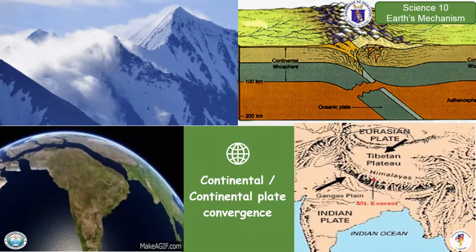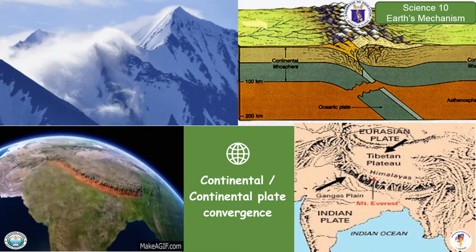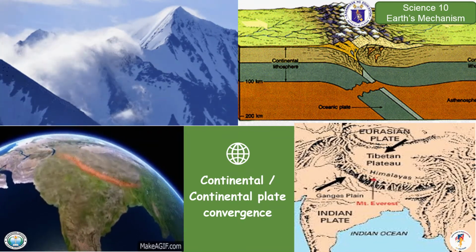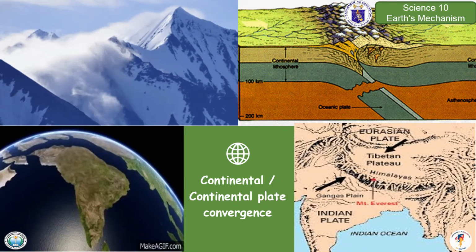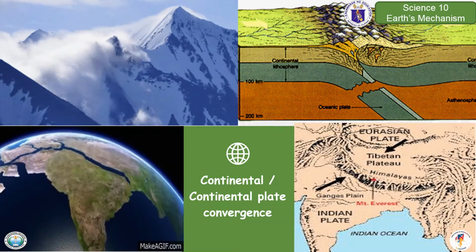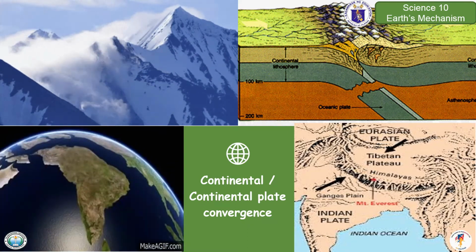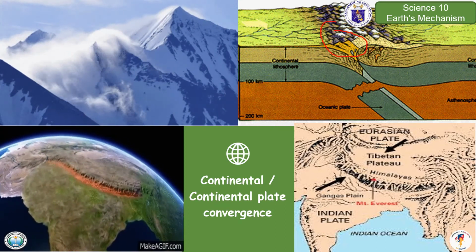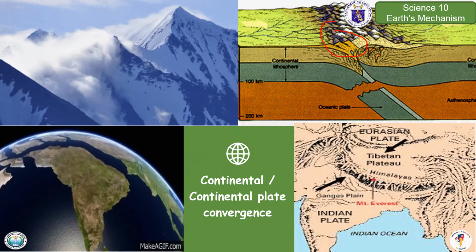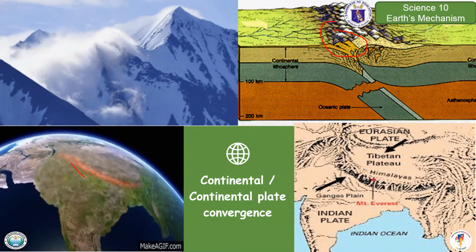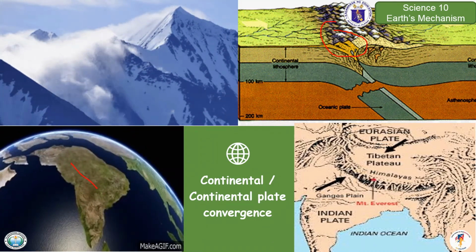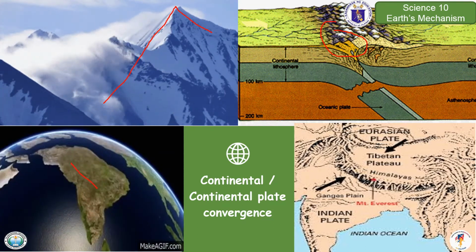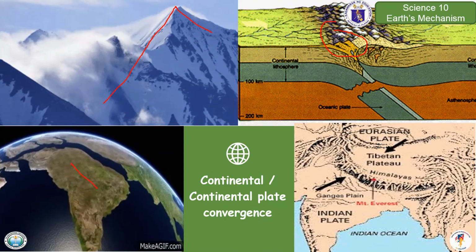Last is between continental to continental convergence. The geologic events that would take place for this type of convergence are shallow earthquakes and the formation of mountain ranges. So this type of plate convergence gives rise to the formation of the Himalayan mountain range, wherein Mount Everest, the highest peak, is included.